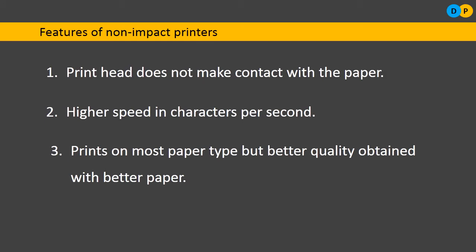Next, the third important feature is that these printers print on most paper types. They print on most paper types, but better quality is obtained when better paper is used. So there is no compulsion that we have to always go with the best quality paper, but if we go with very good quality paper, then we can obtain the best printout. The fourth one is that transparencies are supported. In case the images or the text that need to be printed carry certain transparencies, then these transparencies can be better represented via non-impact printers.